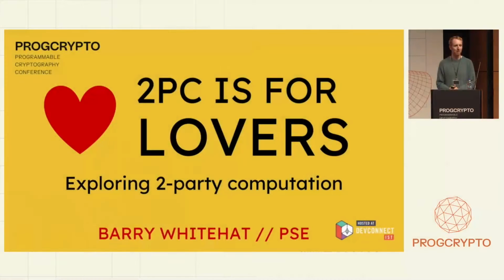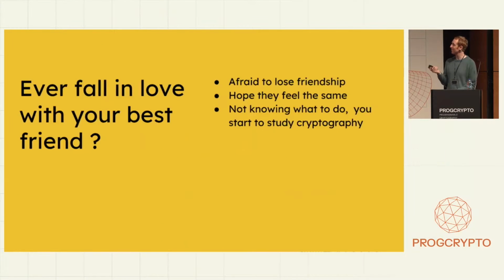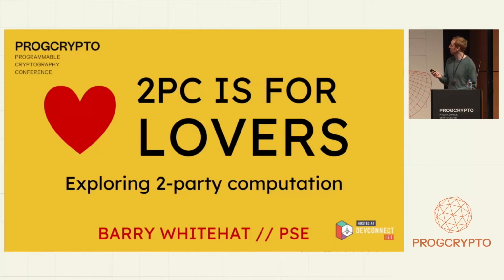So earlier, Brian spoke about how we can use 2PC to do things. And my belief is that we're at a point with 2PC today where we were with ZKP 4 or 5 years ago, where it's just becoming possible to start building things with it. So my talk today is called 2PC is for lovers, and I thought it was okay.